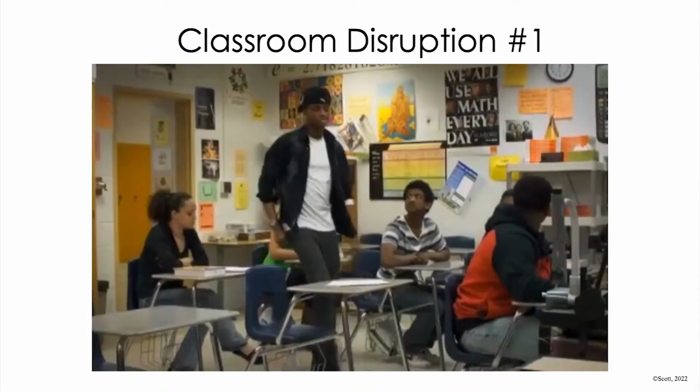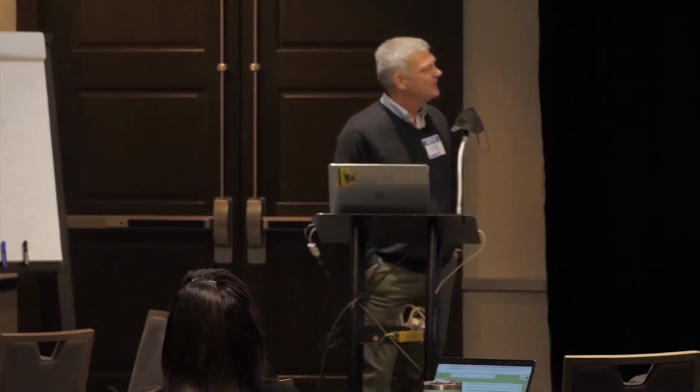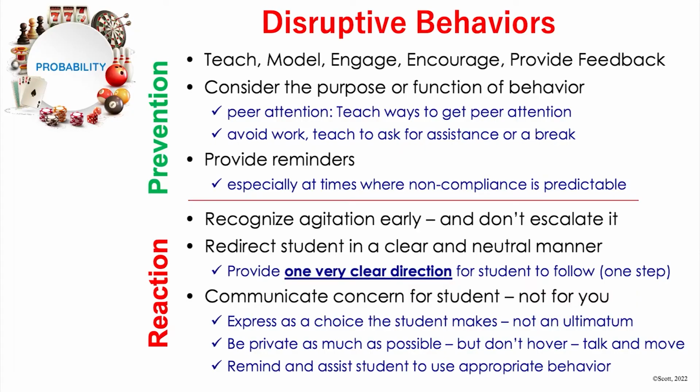Out. Okay, so typical kid being typically disruptive. Teacher didn't really handle it as well as I think we'd liked for her to. These are things to think about. Prevention first. Teach kids how you want them to behave, model how you want them to behave, encourage them, and reinforce them for doing the things they're supposed to do.